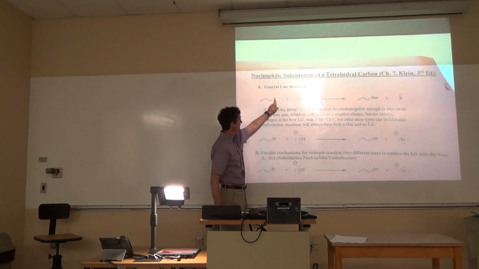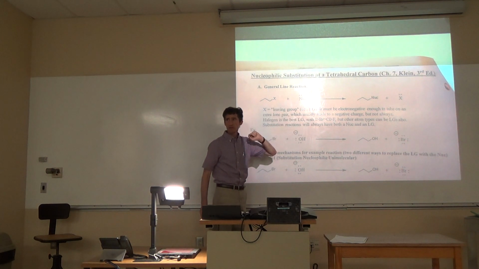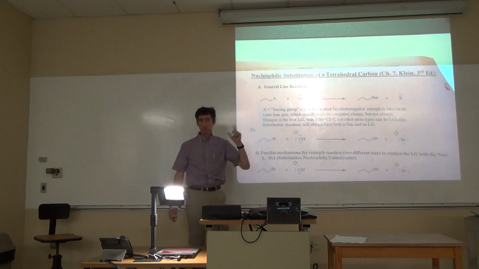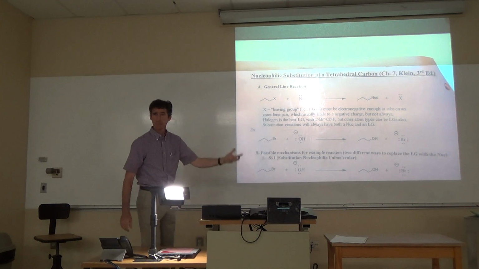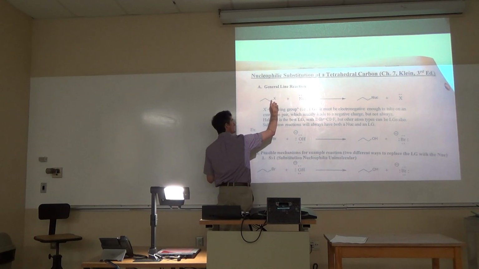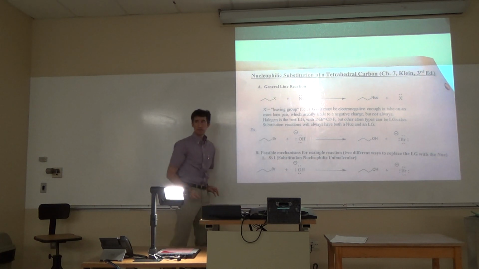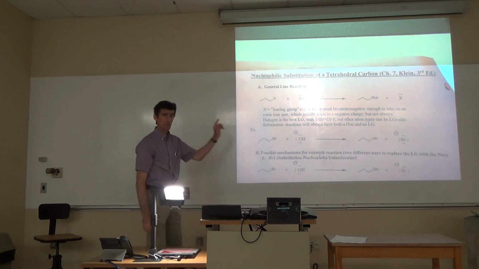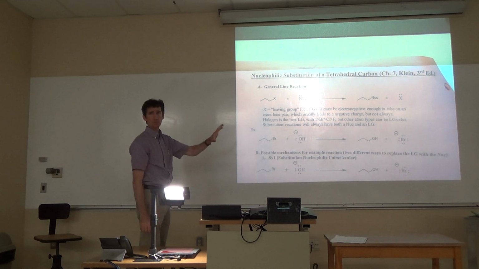I'm not showing how many this had. If this had 3 to begin with, how many does X over there have now? 4, because it takes another lone pair with it. I'm just showing the lone pair. Okay? That is, these 2 electrons here go with the leaving group. That's where the lone pair comes from. That's a generic substitution reaction at a tetrahedral carbon.